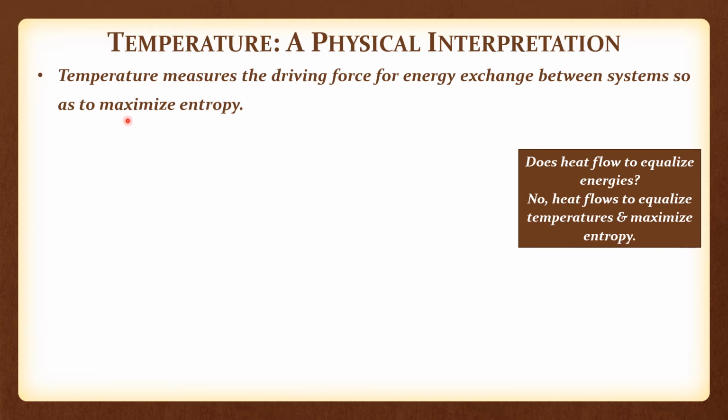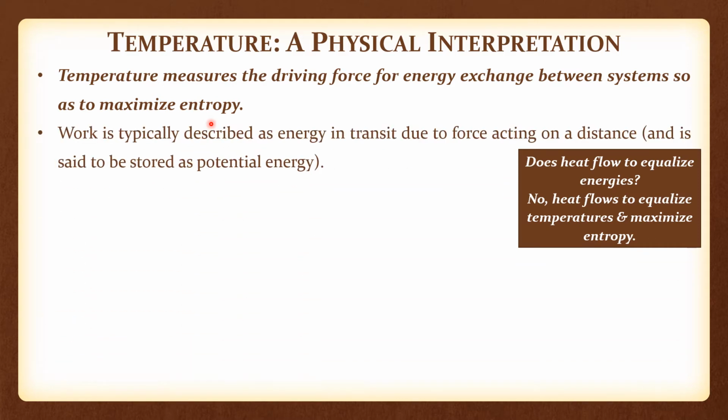So temperature measures the driving force for energy exchange between systems so as to maximize entropy. This comes from the hypothesis that we posited, that the rest state or equilibrium state of a thermodynamic system is the one that corresponds to maximum entropy. And temperature measures the driving force available in the system in order to maximize entropy by exchanging energy as heat. Work modes are all the other modes of energy exchange, with the exception of this one particular mode which we call heat.